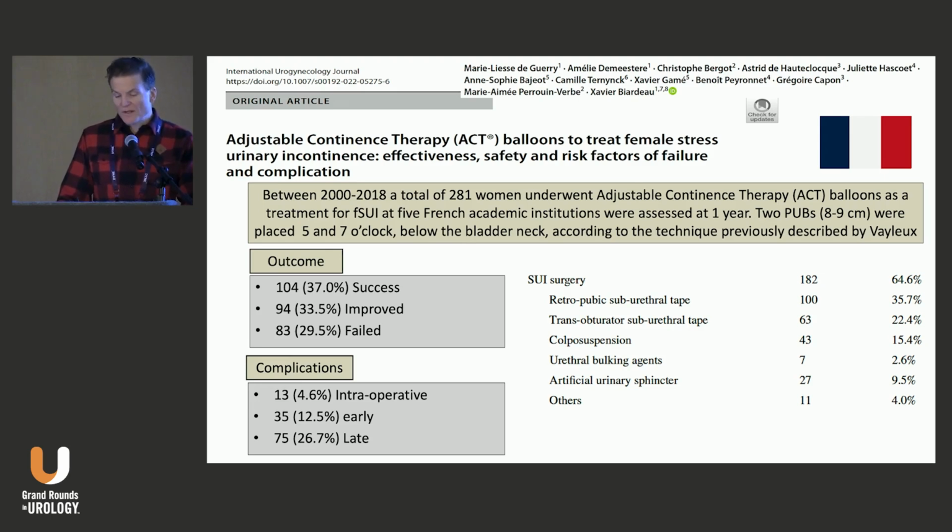37% were success, meaning that they were dry. 33% improved, so you can put the numbers together, right? And you could hit around 70%, and then 30% failed. Almost everybody had a prior sling, okay, and as much as 18% of this group had radiation. So this is a very challenging reoperative population, similar to maybe where you'd be using your autologous sling.